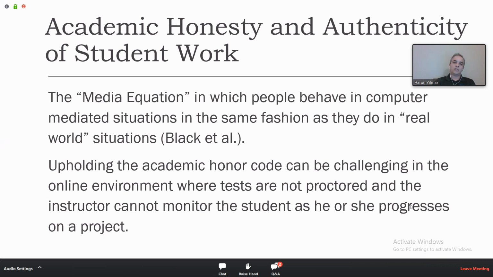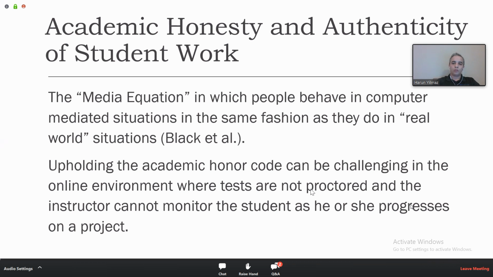And as the media equation says, people behave in computer-mediated situations in the same fashion as they do in real-world situations. So you need to expect some kind of plagiarism and academic dishonesty actually will take place in the online environment. So you need to consider those problems, okay?